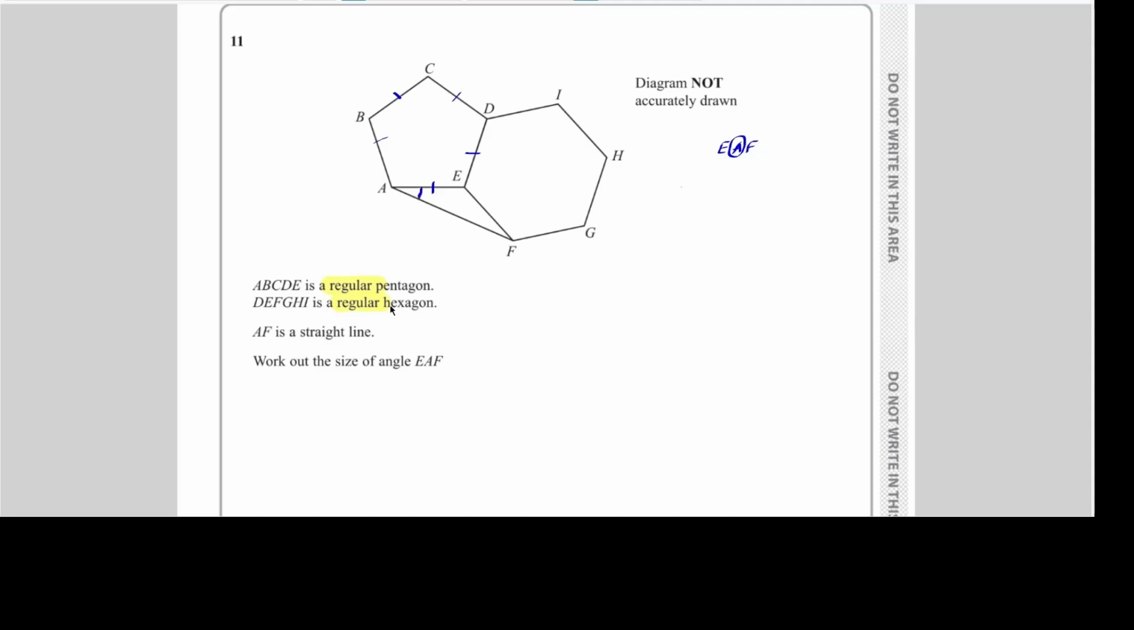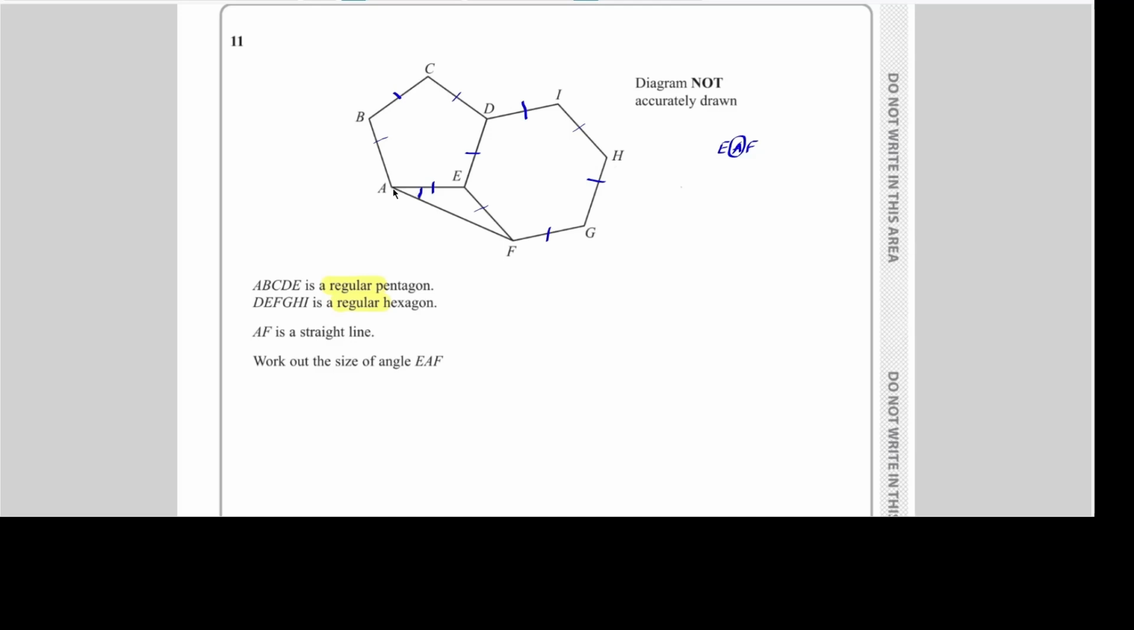DEFGHI is a regular hexagon. Regular means again, all sides are the same. Can you see now, I am starting off with this line. Therefore, this side is equal to this side. Right? This side is equal to this side. Now, there is a very specific thing in this case. Since this side is equal to this side, all the lengths of this hexagon and pentagon are equal. The lengths of the sides are equal.